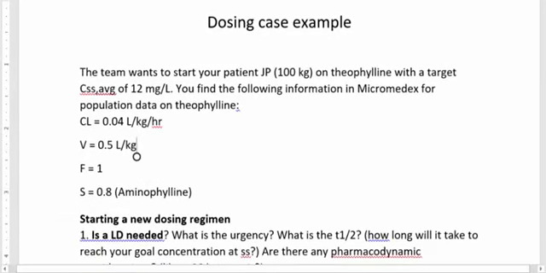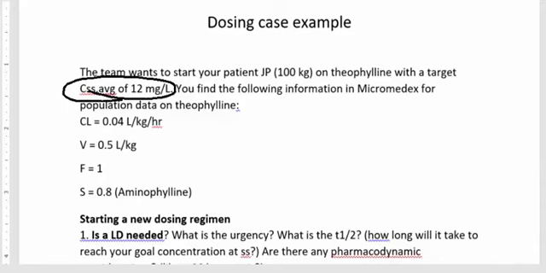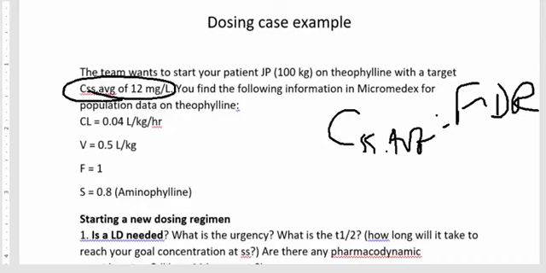So the first example here. We have a team that wants to start your patient on theophylline. He weighs 100 kilograms with a target Css average of 12 milligrams per liter. So this is what we're going to be shooting for. Right away we're thinking Css average is equal to bioavailable dose rate over clearance. So we know that we're going to want to shoot for 12 milligrams per liter.